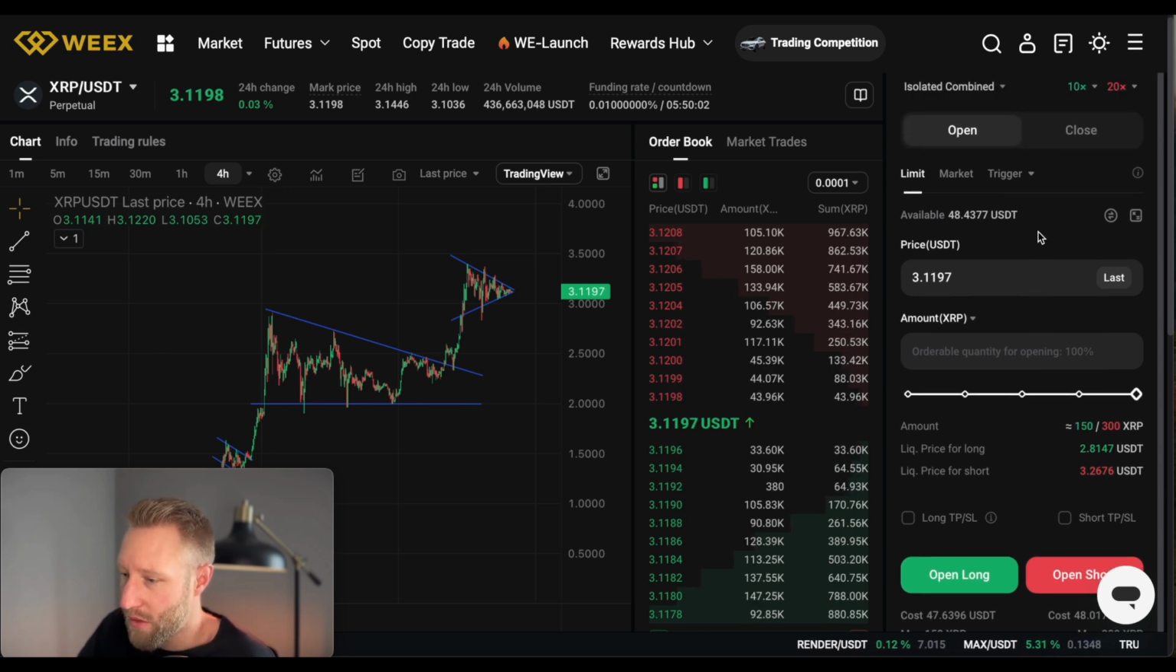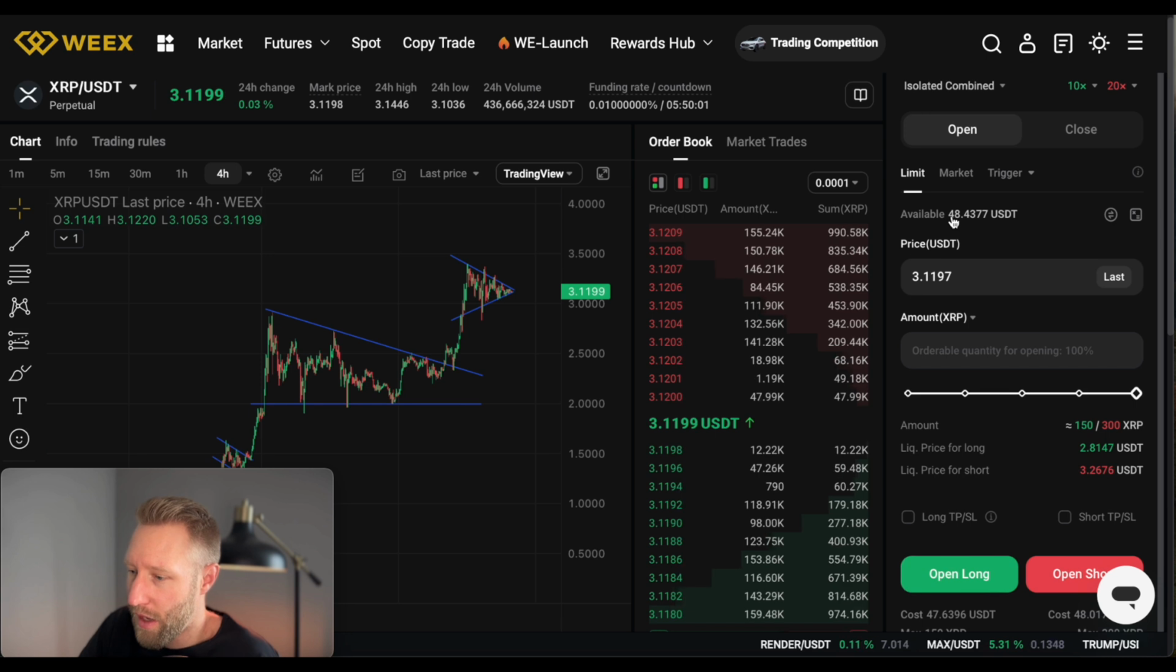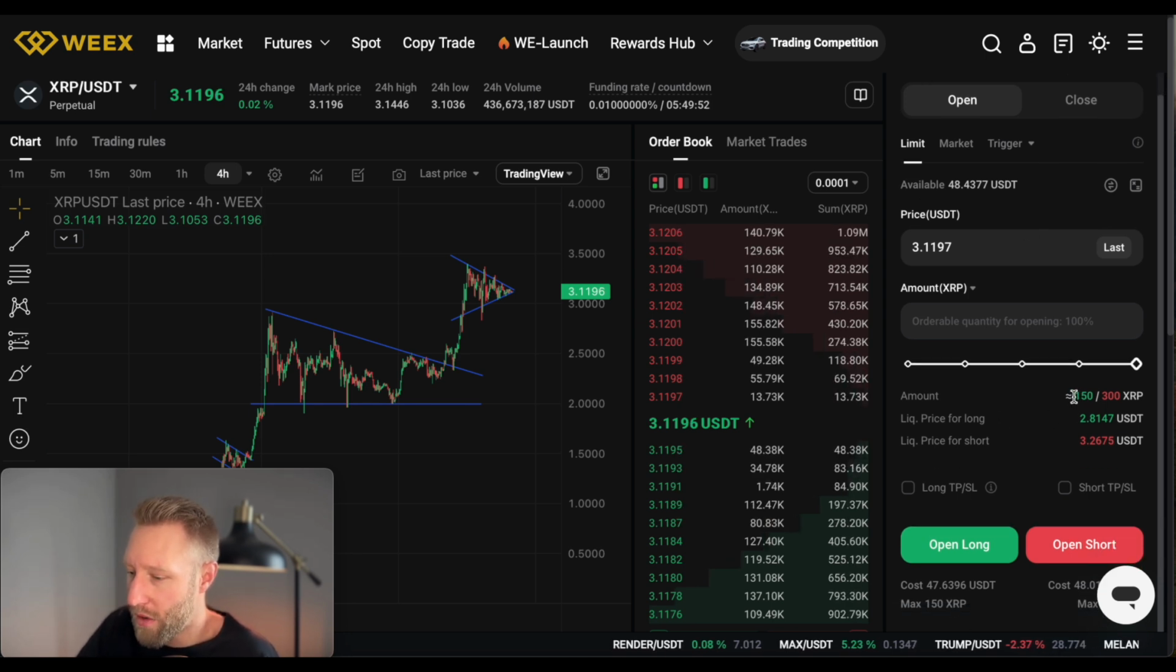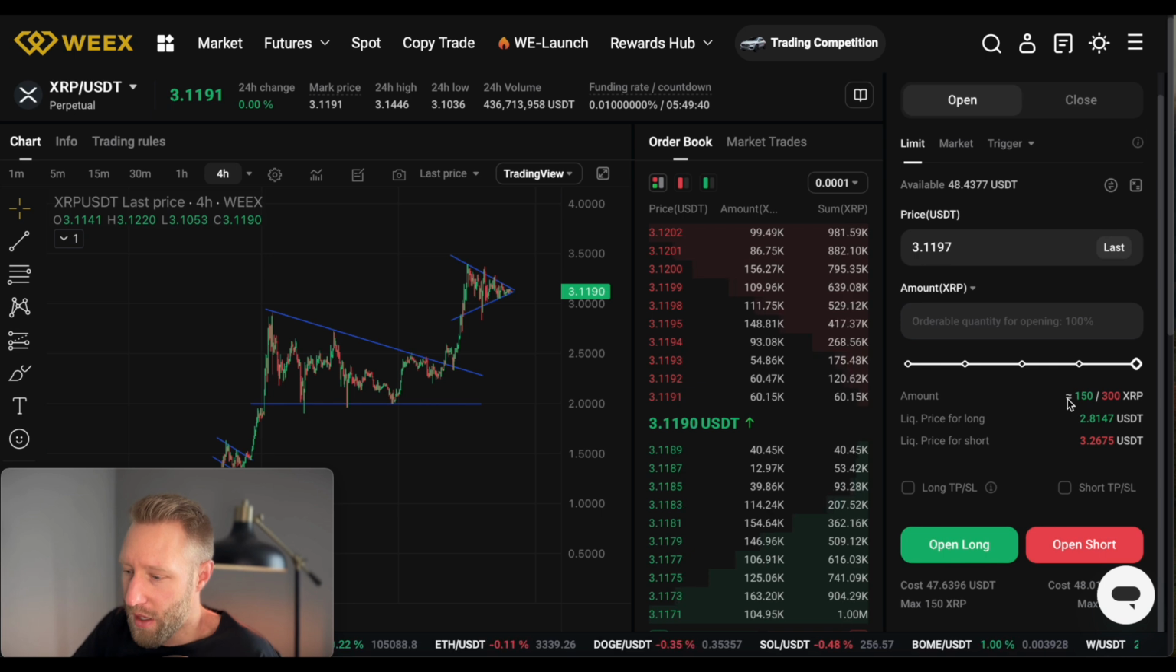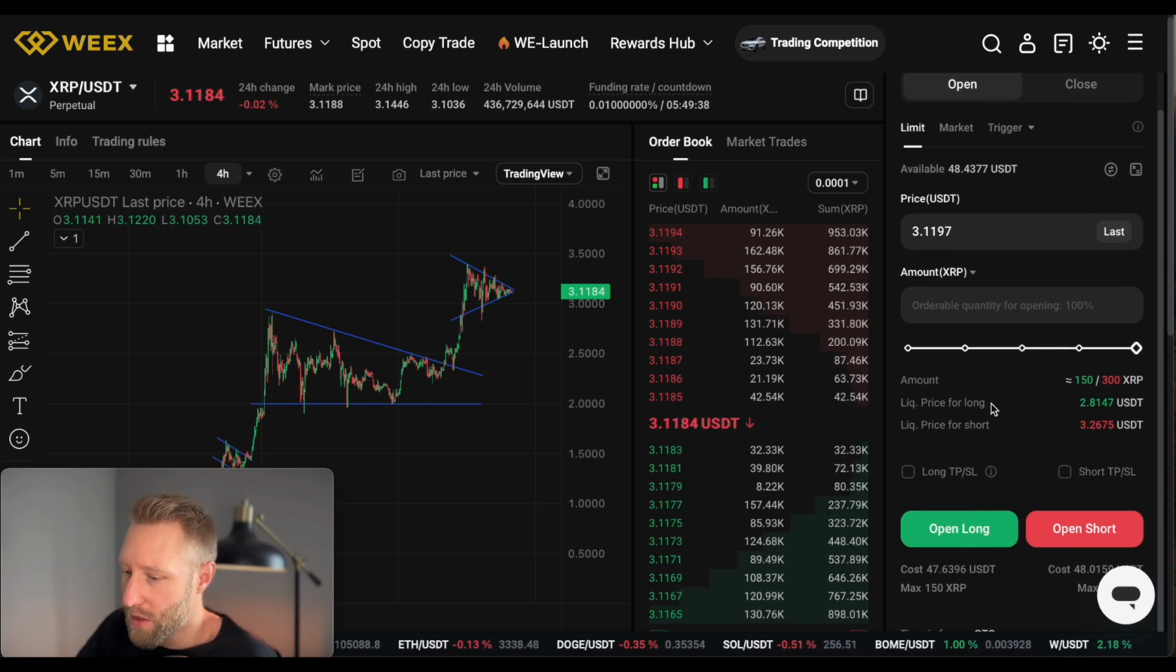And so what it is doing here is taking the $48 I have times 10x, which is a $480 position. That $480 position will buy me 150 XRP. And so I'm using leverage and margin to my advantage. I'm essentially taking out a loan. Well, that loan could get liquidated if the price drops down far enough. And so we can see here, the liquidation price for the long is $2.81.